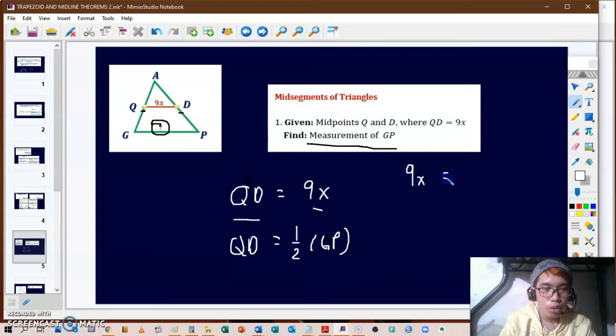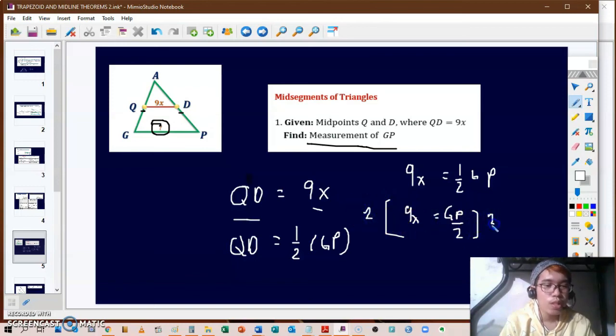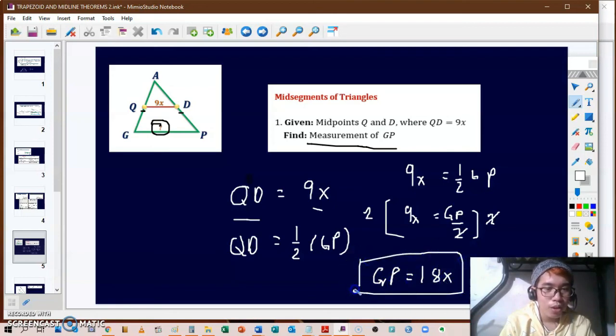To find the measurement of GP, we can write 9x is equal to 1/2 of GP, or simply 9x is equal to GP over 2. If we multiply both sides of the equation by 2, this cancels out, and therefore GP is equal to 18x. So that's the value of GP.